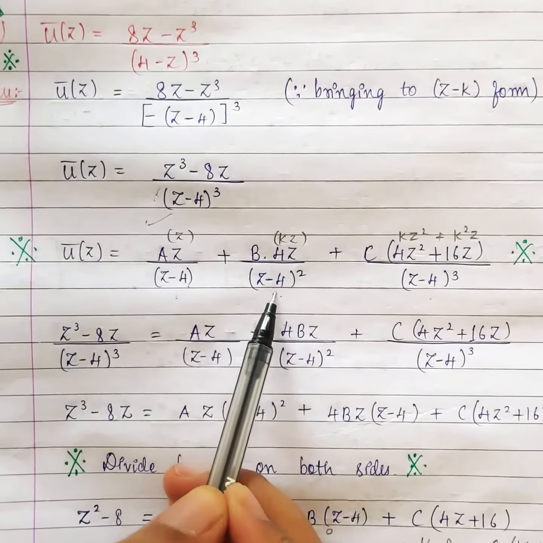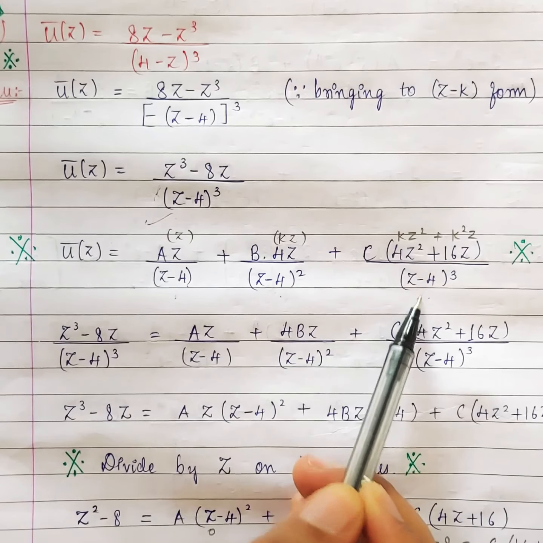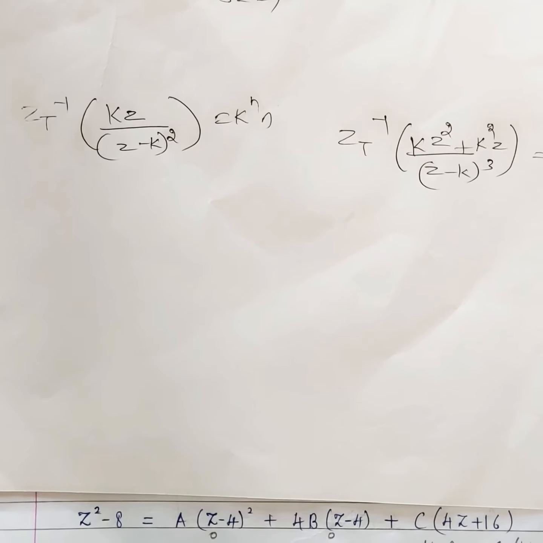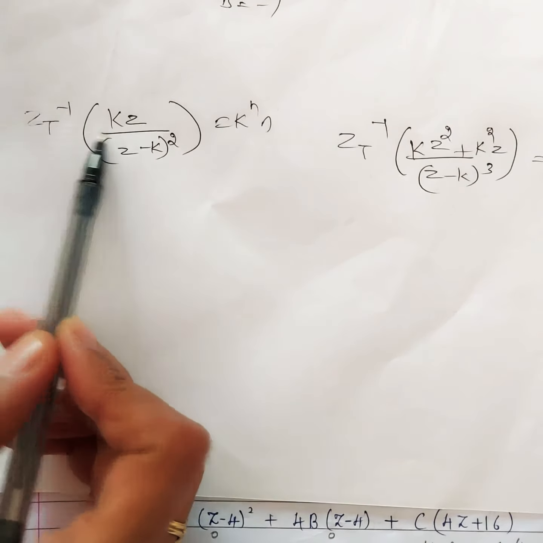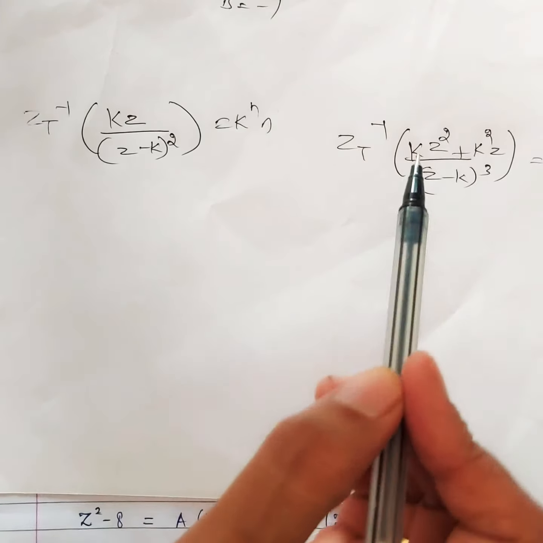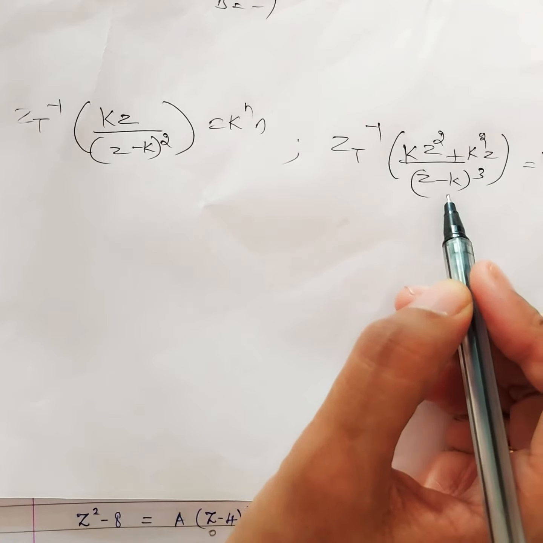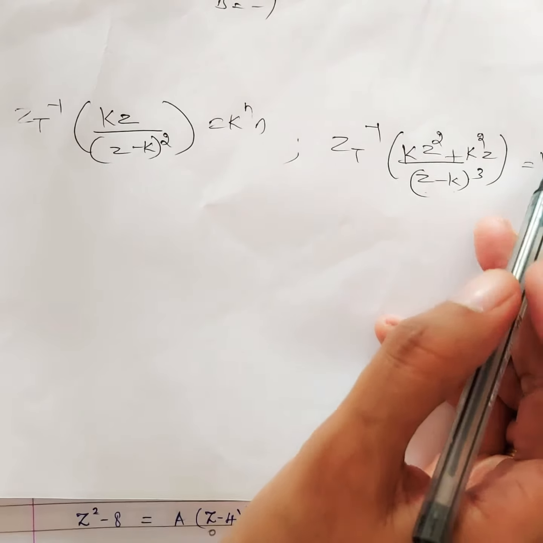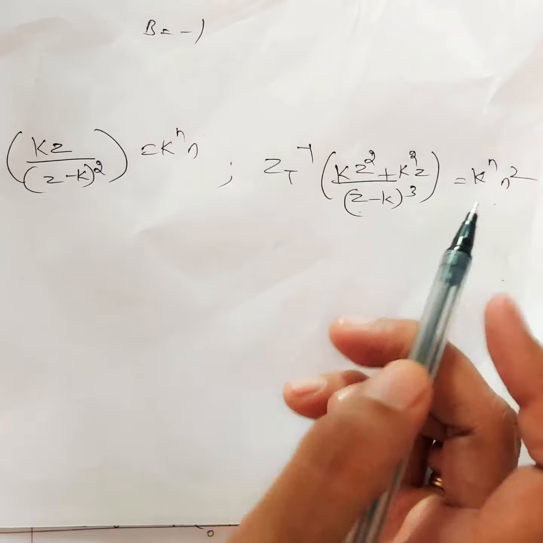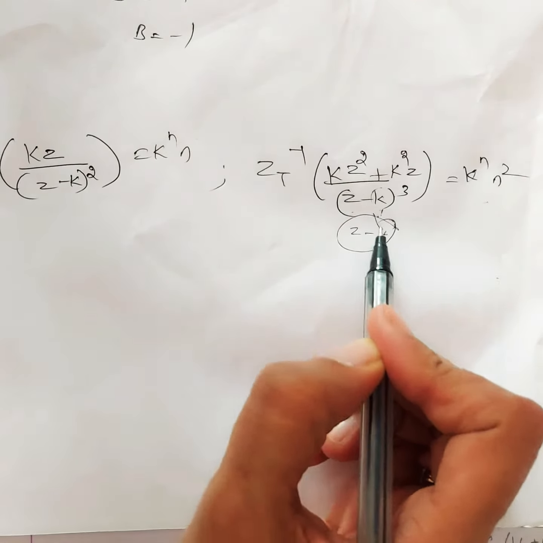Now for (z minus k) the whole square and (z minus k) the whole cube, what is the corresponding formula related to the denominator? The inverse z transform of kz by (z minus k) the whole square is k power n into n. Similarly, the inverse z transform of (kz square plus k square z) by (z minus k) the whole cube is k power n into n square. In the place of k, I have 4.